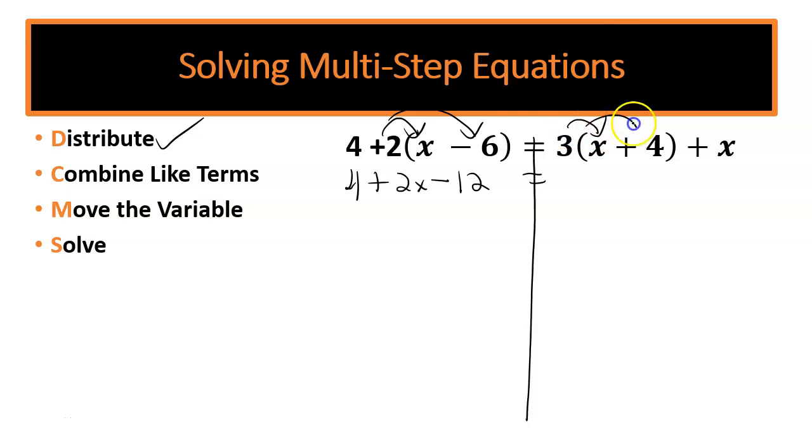Equals. I'm going to distribute on this side now. 3 times x is 3x. 3 times 4 is positive 12. And then plus x just comes down.